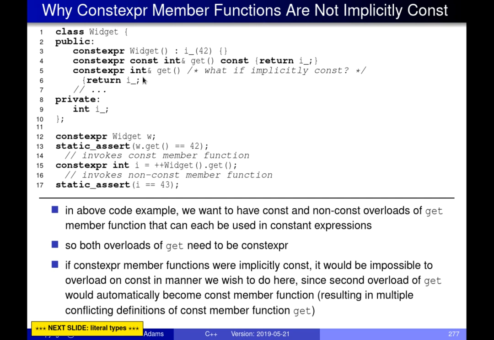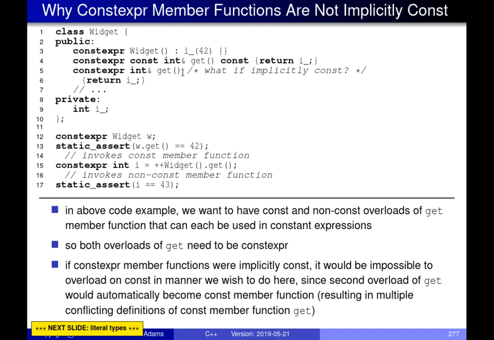So for example, if Constexpr implied const, in other words, if the fact that we had a Constexpr here implied that this was a const member function, then automatically the compiler would place a const here where the cursor is, where the mouse is, and we would have no control over it.